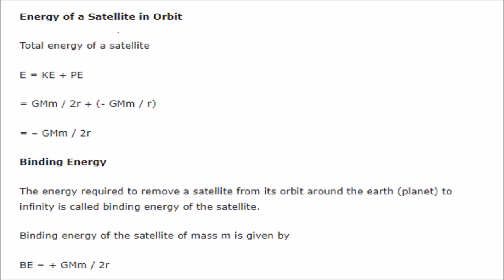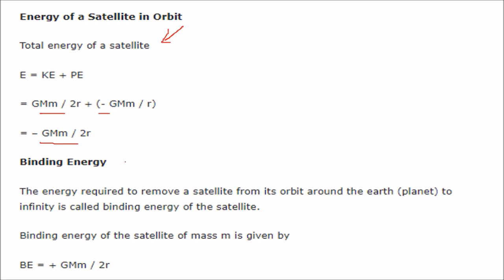Energy of a satellite in orbit. What is the total energy? Everywhere we always talk about the kinetic energy and potential energy. So we know by now that the kinetic energy is G capital M small m by 2r. Potential energy is always negative, so it is minus G capital M small m by r. When you combine them, you get minus G capital M small m by 2r.